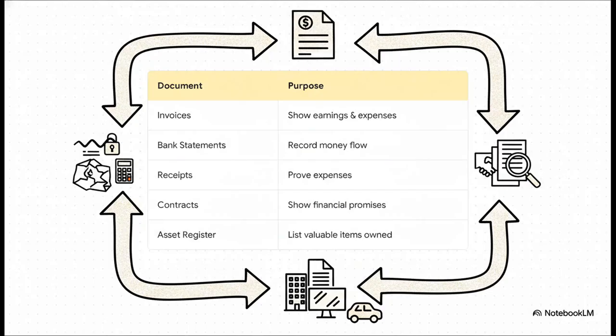To actually perform this verification, delegated personnel have to rely on original source documents. As this slide shows, they'll cross-reference the figures in the financial statements against primary records, things like invoices, bank statements, and contracts, to make sure every single figure is backed by verifiable evidence.